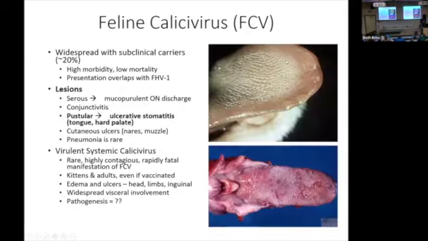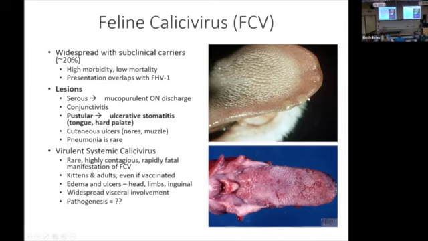No, thank you. All right, so calicivirus, widespread. There are subclinical carriers. So calici and herpes, they're like best friends, especially in young cats. You can see dual infections, not uncommon. So they're both pretty widespread. The presentation also overlaps a lot. However, this is more likely to cause lesions in the mouth.